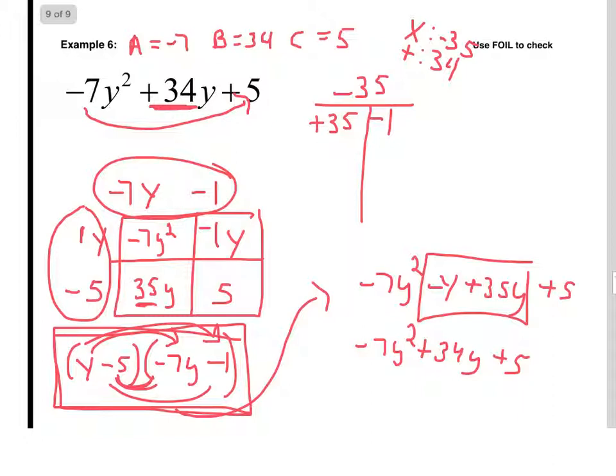Okay, this lesson is a little long, but it's kind of complicated. Hopefully you've determined which method you like the best and you're ready to tackle your homework.